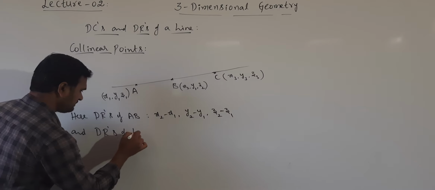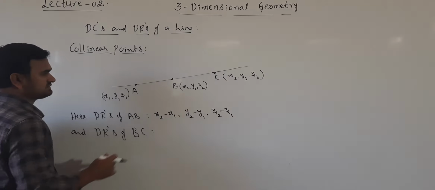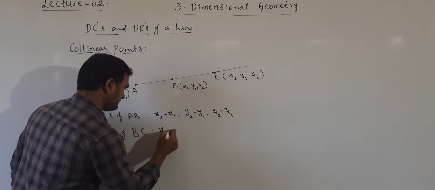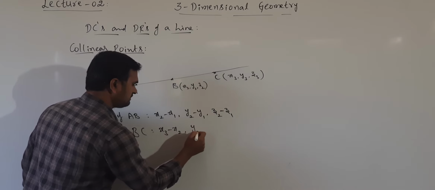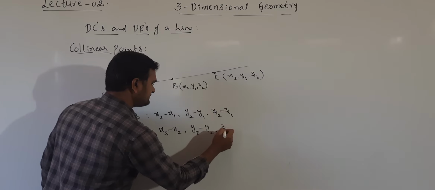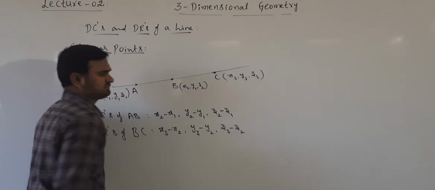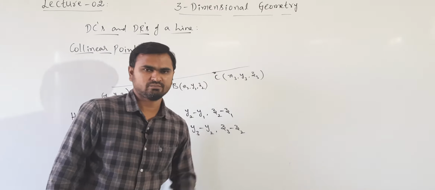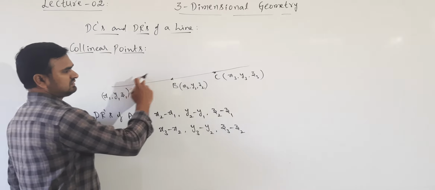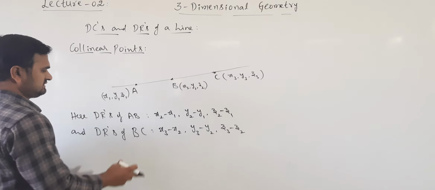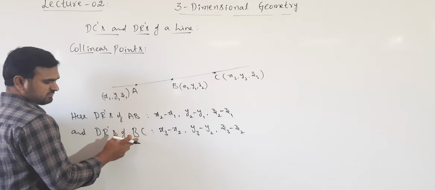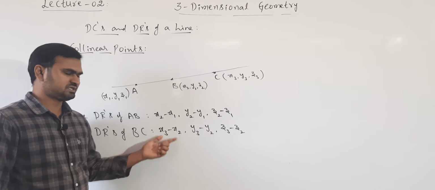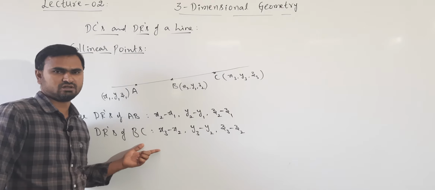DRs of the line joining BC. So what are the DRs we can take here? x3 minus x2, comma y3 minus y2 and z3 minus z2. Okay, we have found the DRs of the lines joining these points, AB and BC. Now if the points are collinear, the condition is that the DRs of AB and BC are proportional. If the DRs of AB and BC are proportional, then we can say AB is parallel to BC.